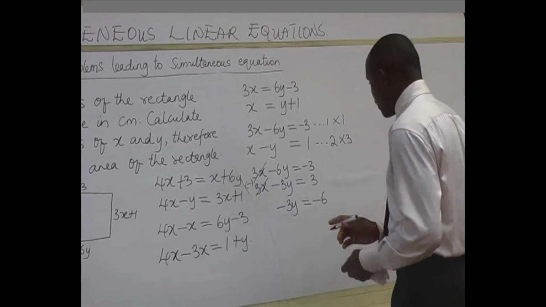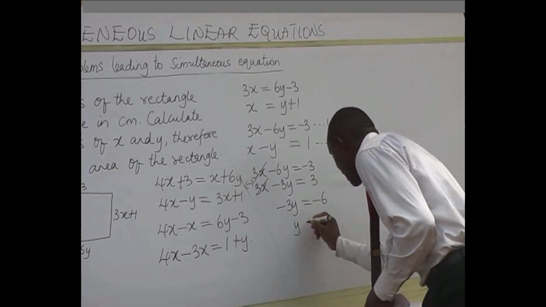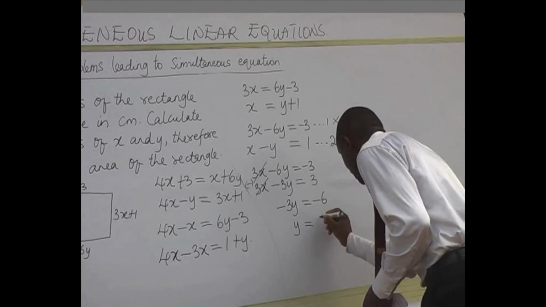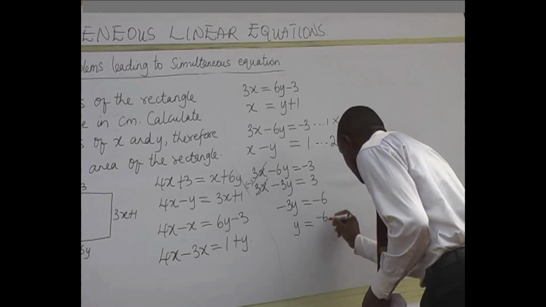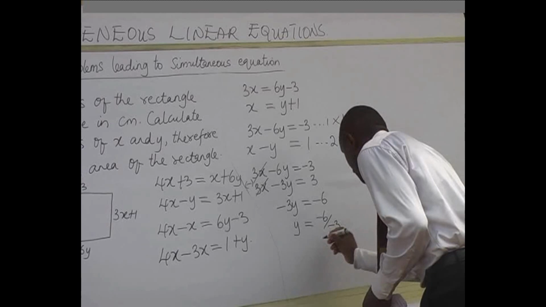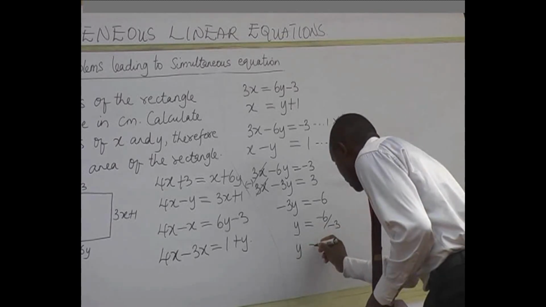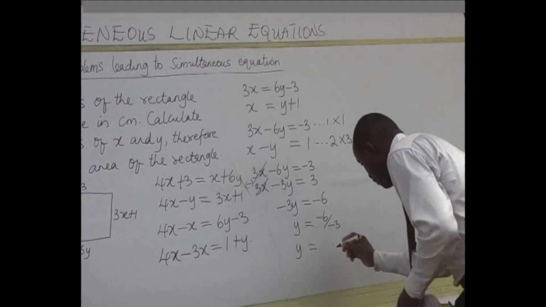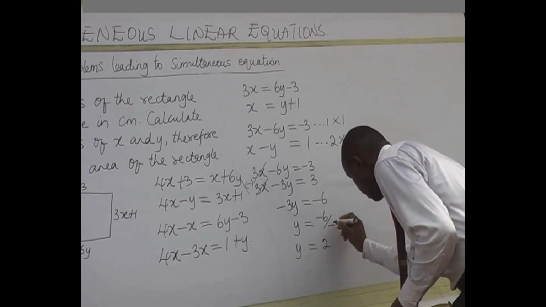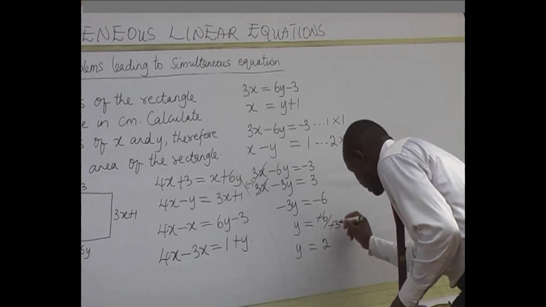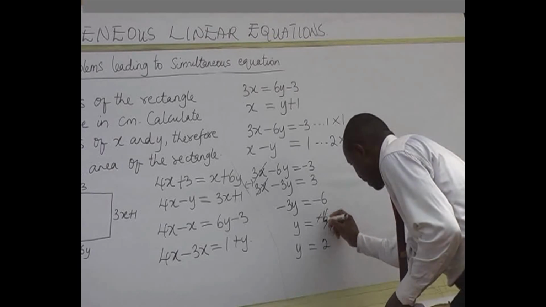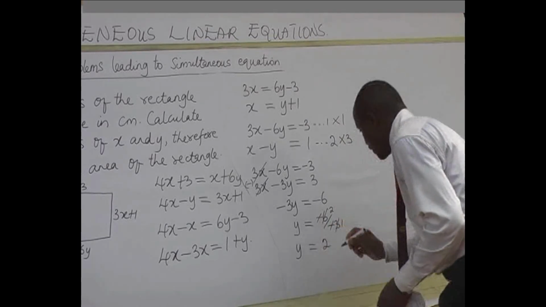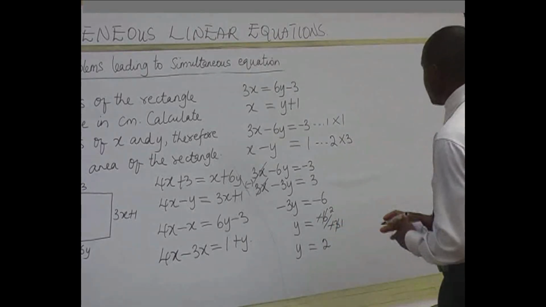Divide both sides by minus 3. You'll be left with only y on the left hand side. And on the right hand side you have minus 6 divided by minus 3. Minus 6 divided by minus 3 is going to give you plus 2, because minus will divide minus. 3 will divide itself to give you 1, divide 6 to give you 2. So this 2 is a positive 2.